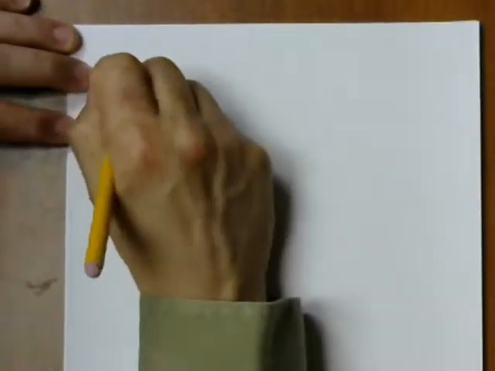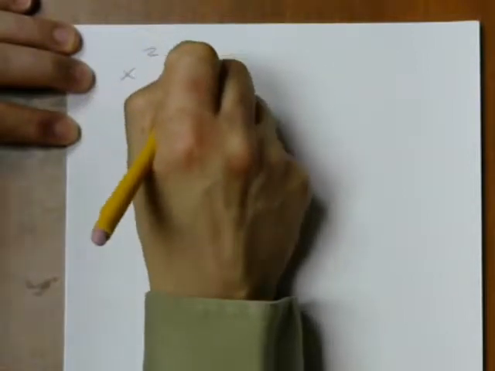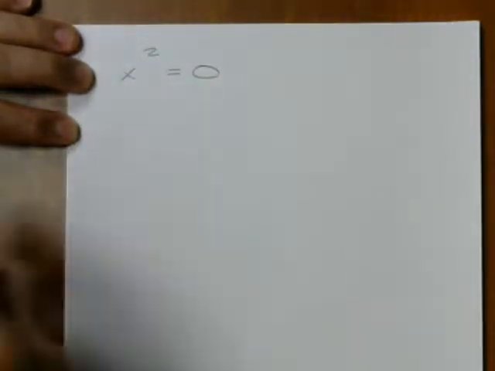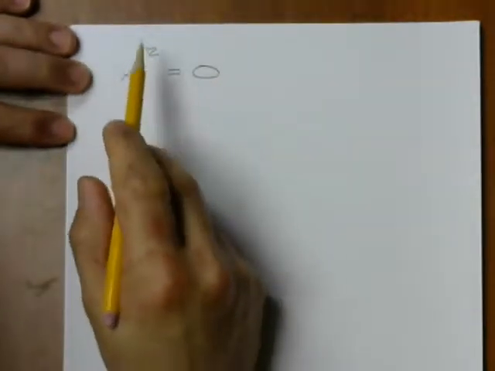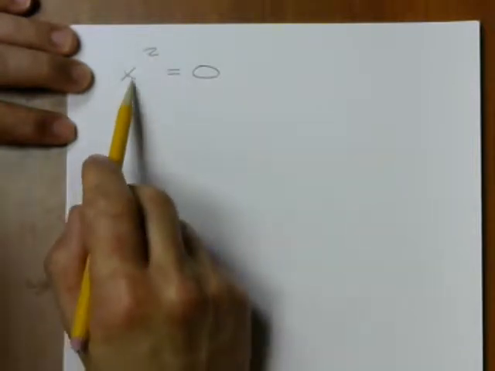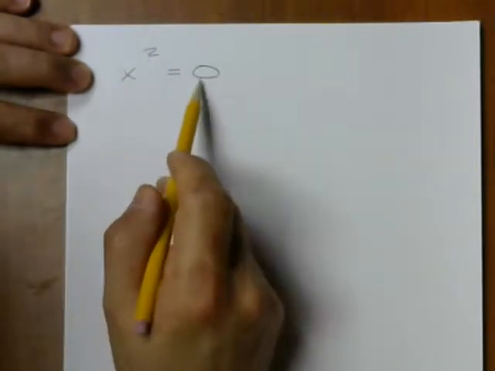So let's start with what might be the simplest quadratic equation of all. x squared is equal to 0. So this is a quadratic. The highest degree that appears is 2. And what we have is a situation where we want to solve for x.